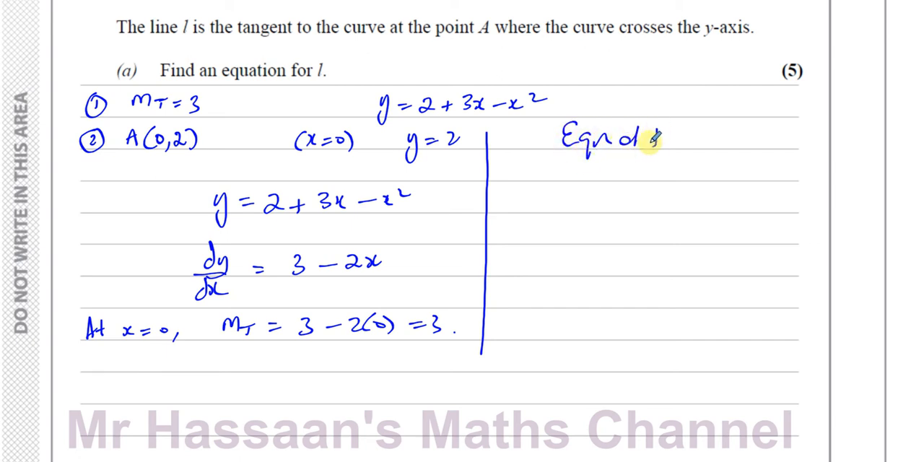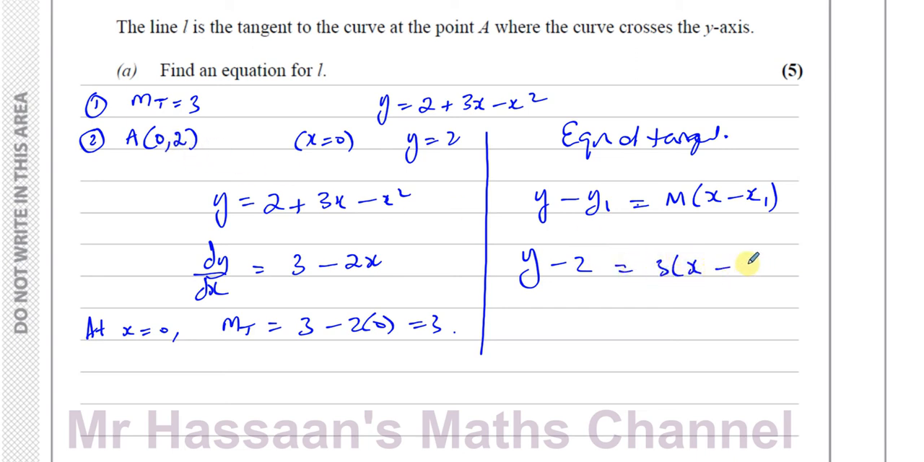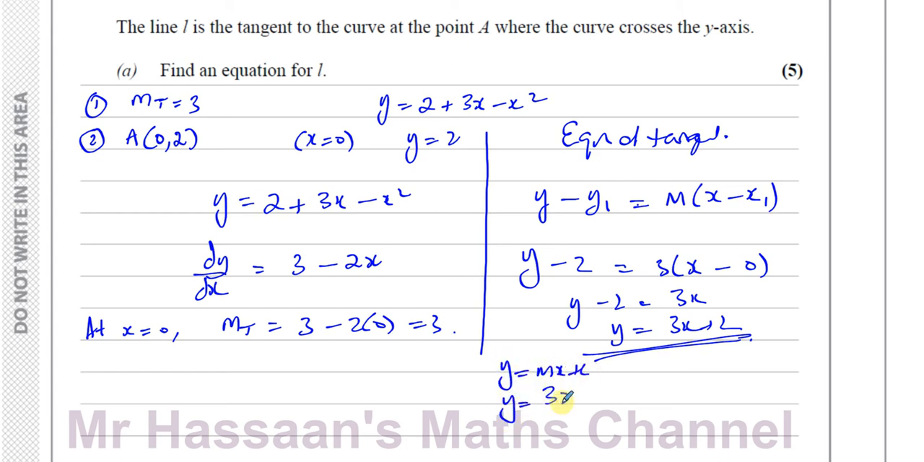The equation of the tangent is found by y minus y1 equals m times x minus x1. So we have y minus 2 equals 3 times x minus 0. In fact, we don't even have to do this because we have the y-intercept. So you can see you're going to have y minus 2 equals 3x, so y equals 3x plus 2. We could have written that down straight away, because in terms of y equals mx plus c, m is 3 and c is the y-intercept, 2.